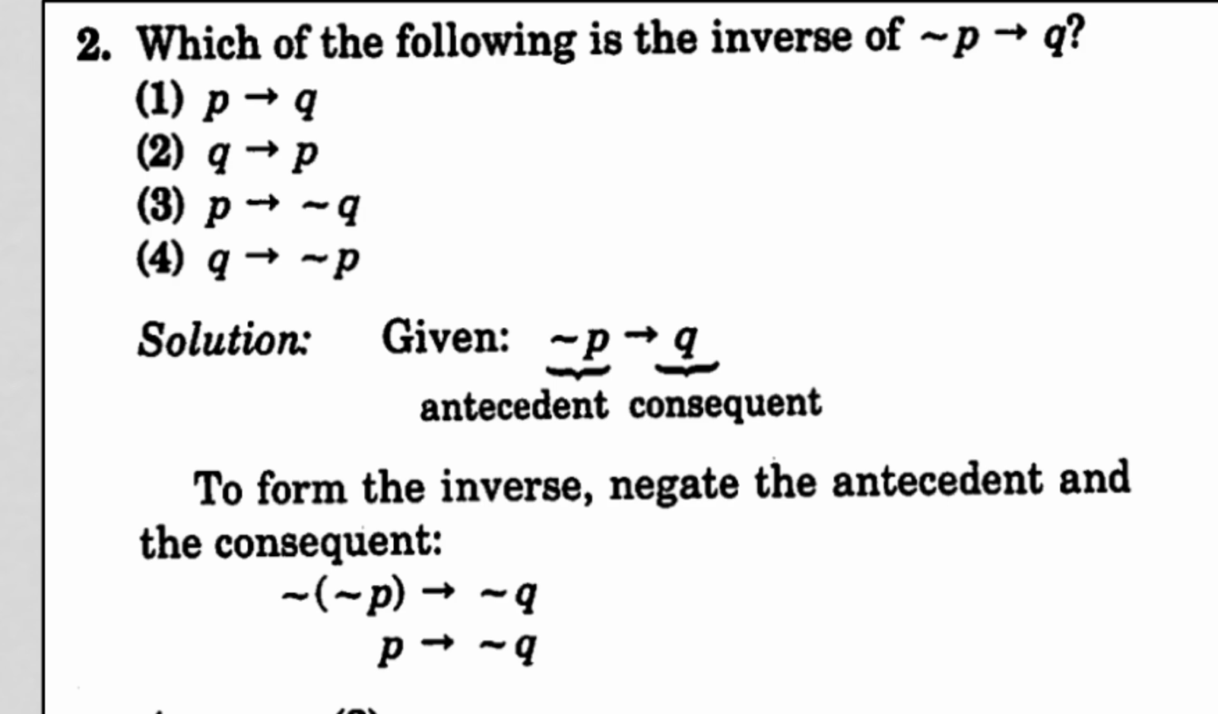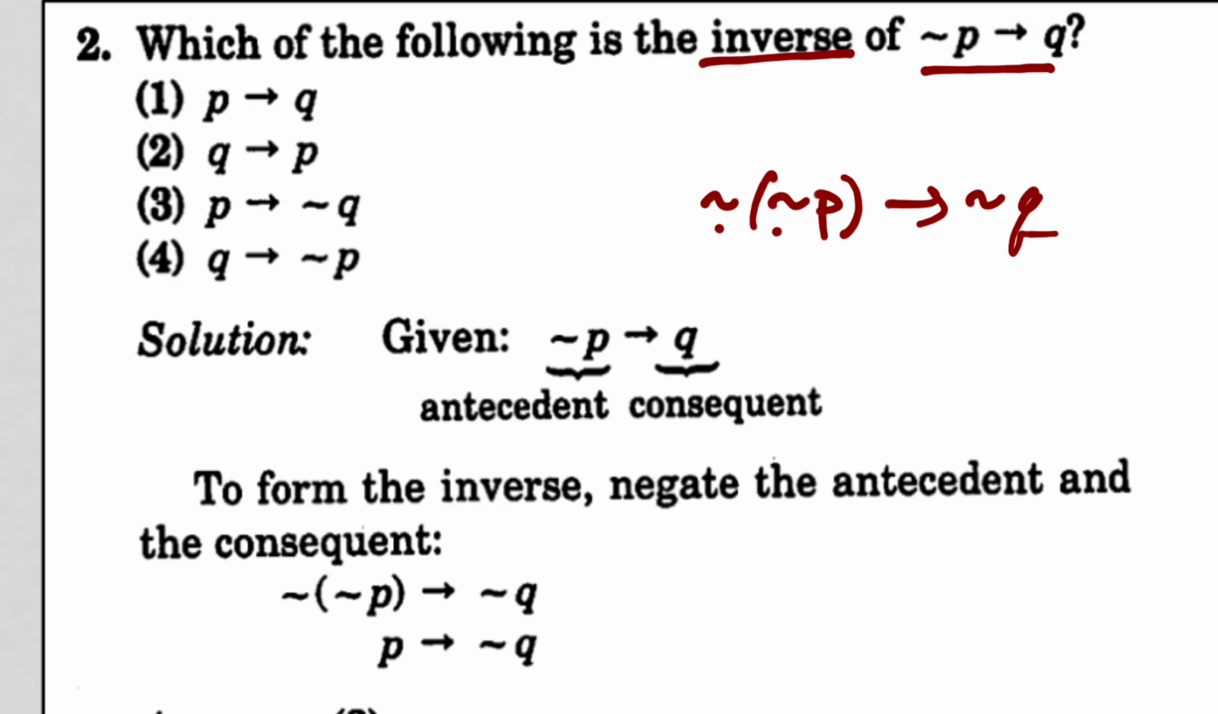One type of question they could ask is to create the inverse or the converse or the contrapositive of a statement. In this case, the inverse of not P implies Q. So in the inverse, we negate both things and we leave them in the same order. And not P is the same thing as P. And that is why the answer was choice 3.